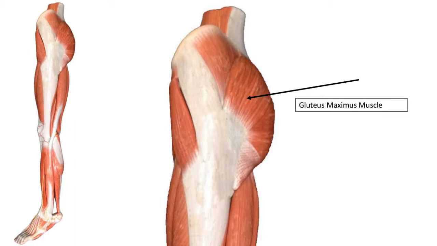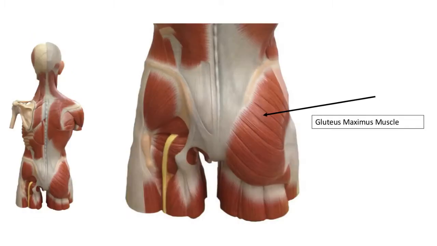This muscle is the primary muscle that helps you to climb up the stairs, believe it or not. Here it is on this model. I am not sure what page that's on. Does anyone have a page number? 33? 33. All right, so here you can see the gluteus maximus muscle.